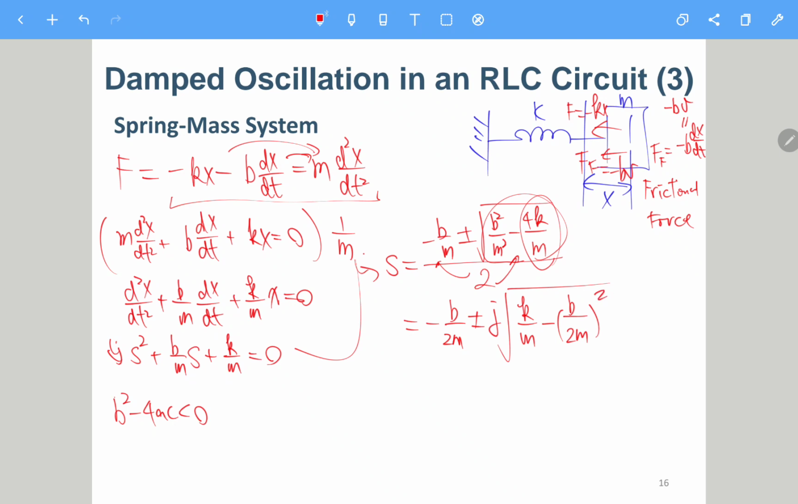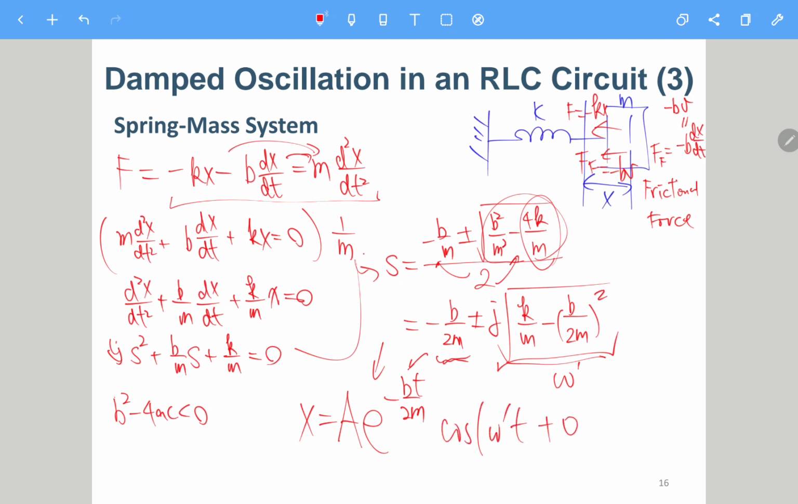So this is similar to what we got for the RLC circuit. Here, this is the omega squared. This is the coefficient. So the oscillation will be like x equals the amplitude A, times exponential of negative bt over 2m. This is the real part, and then the imaginary part is omega prime, so it becomes A cosine of omega prime t plus phi.